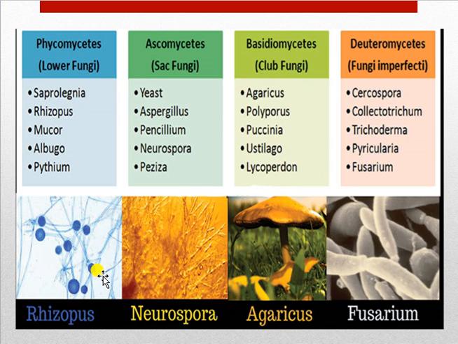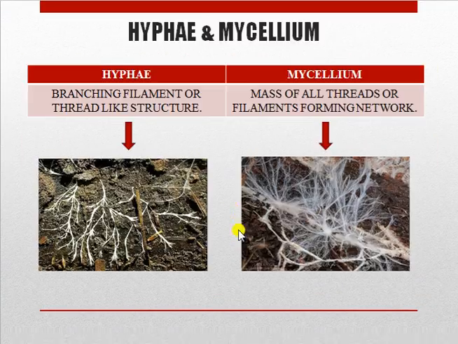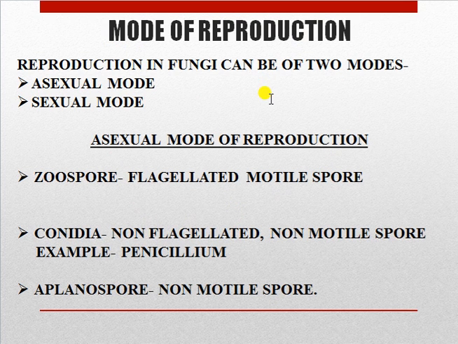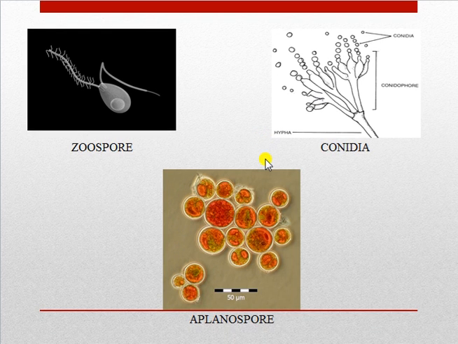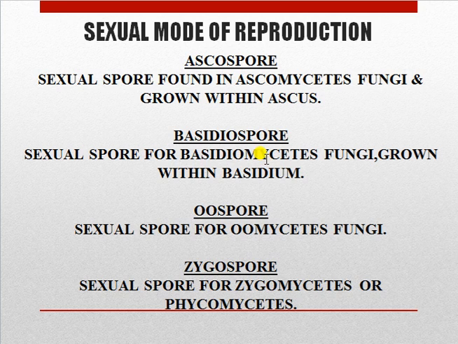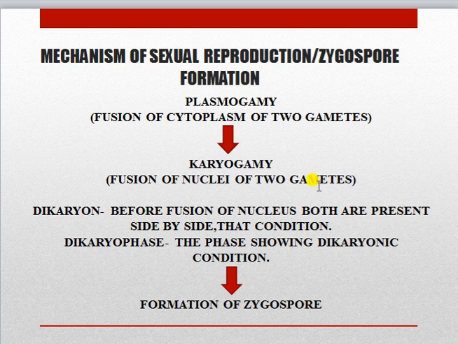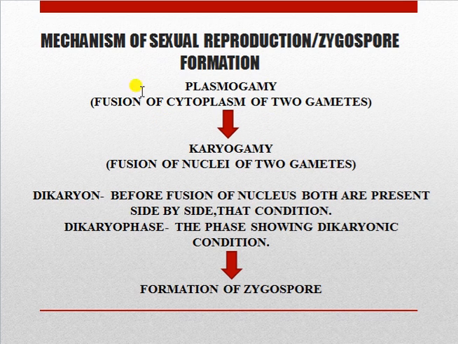I think, starting from the special features of kingdom fungi up to this slide, we have all understood properly. Let me show you all the slides again. We discussed the special feature, the mode of reproduction, starting with asexual reproduction, and these are the figures of the various spores involved in it. Next we discussed sexual reproduction and the figures of various sexual spores. Then we saw the sexual reproduction mechanism, with plasmogamy and karyogamy, and at last the zygospore forming.